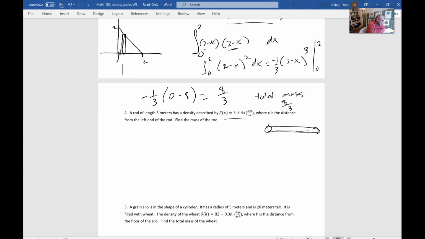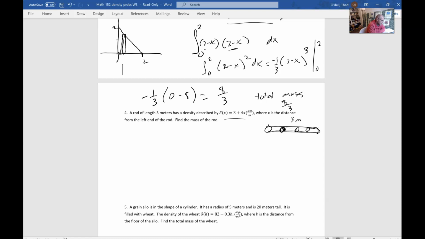So from here on, this is lighter over here, it's going to get more dense or heavier. And the rod is 3 meters total. So we want to figure out, for example, we have these little slices, and we just need to multiply the density by the total length of that little slice.